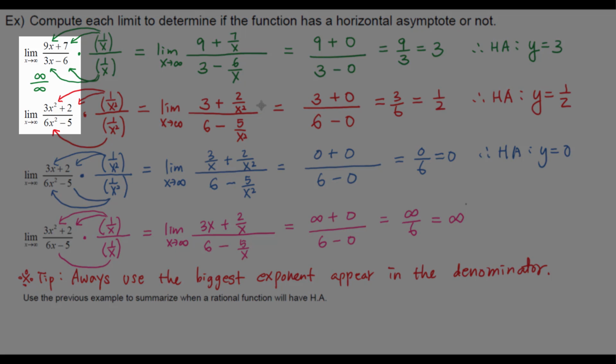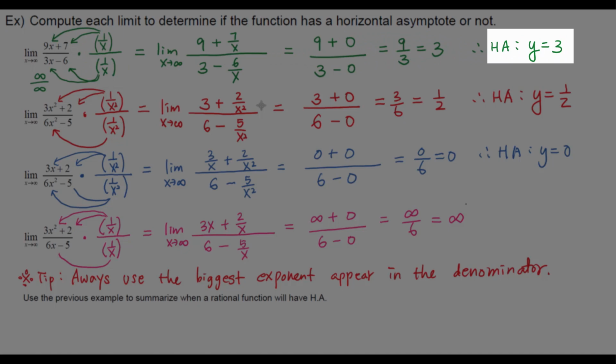Use the previous examples to summarize when a rational function will have a horizontal asymptote. If you look at the first two examples, my numerator and denominator have the same degrees. In the first one, the degree of the numerator is 1, the degree of the denominator is 1, and I do have a horizontal asymptote. In the second example, the degree of the numerator is 2, the degree of the denominator is 2. I do have a horizontal asymptote.